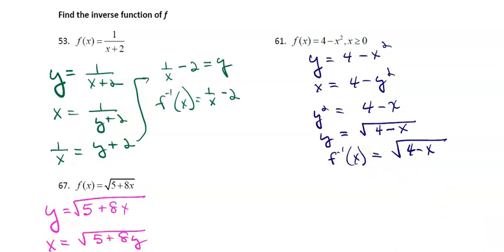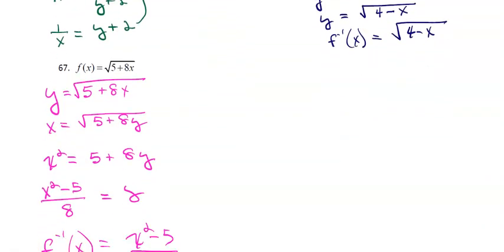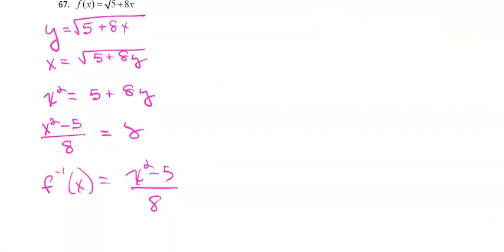Okay, the last one of these deals with a radical. So take it out of function notation, do the switch. In order to get into that y and to isolate it, I have to square both sides. Doing so eliminates the radical and gives me an x squared. Then do your algebraic manipulations, subtract 5, divide by 8. That gives you your y. So here you go. You have your function notation back using inverse function notation, and you have your x squared minus 5 over 8.